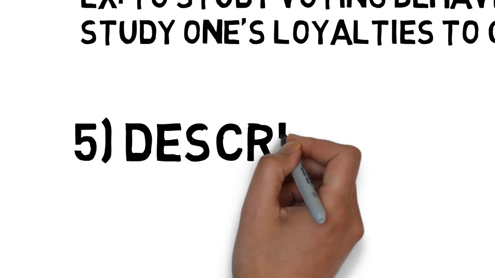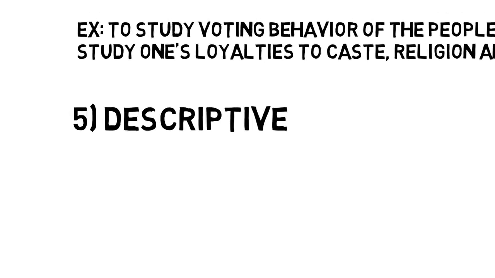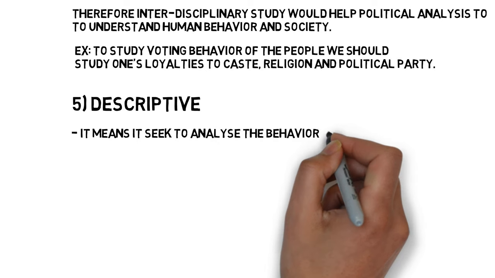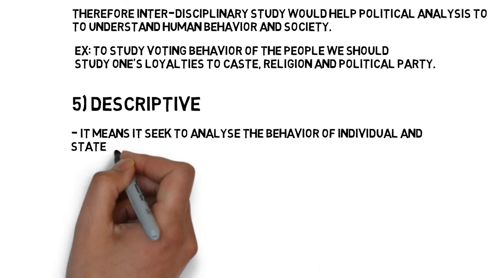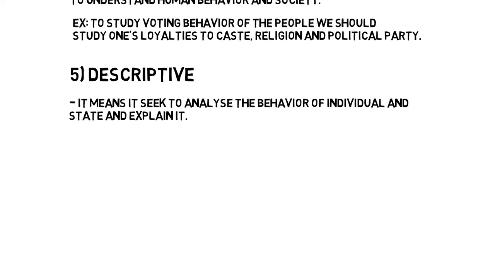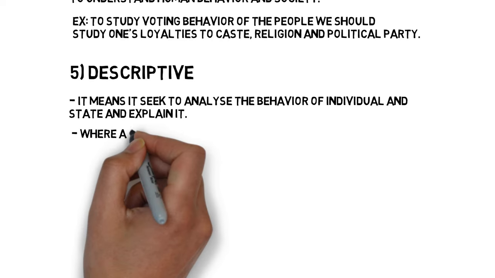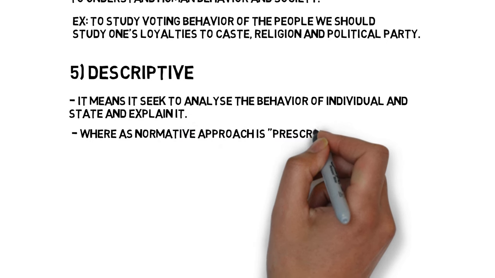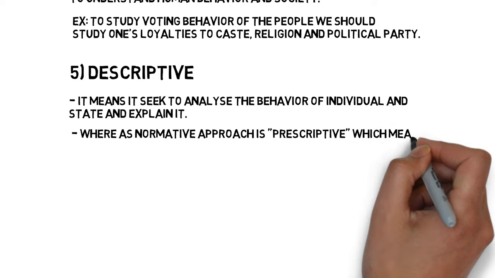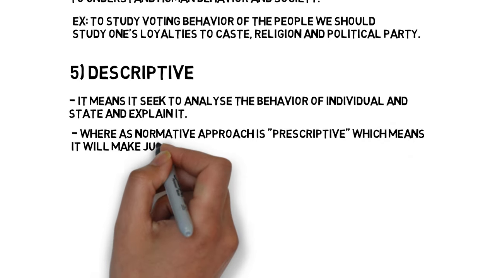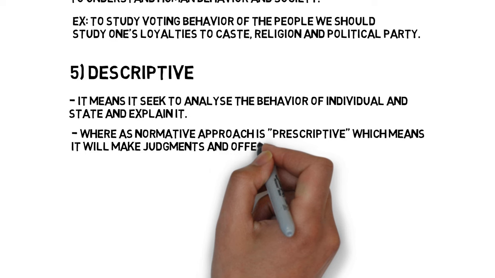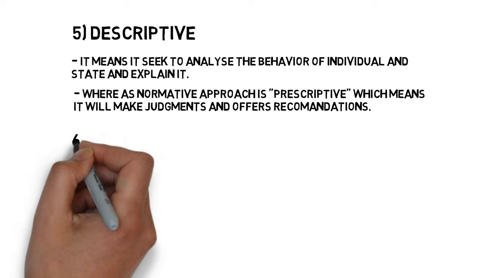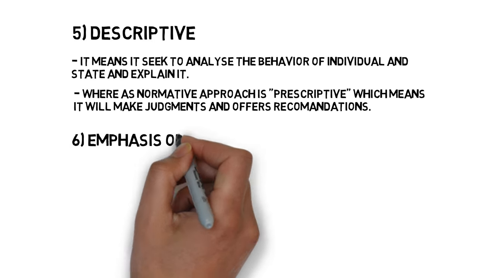The next feature is descriptive. It means it seeks to analyze the behavior of individual and a state and explain it accordingly. Whereas normative approach is constrained to prescriptive, which means it will make judgments and offer just recommendations. Whereas the descriptive part of empirical approach talks about overall behavior of individuals who are a very important part of the state, and hence it would explain it with the descriptive nature.